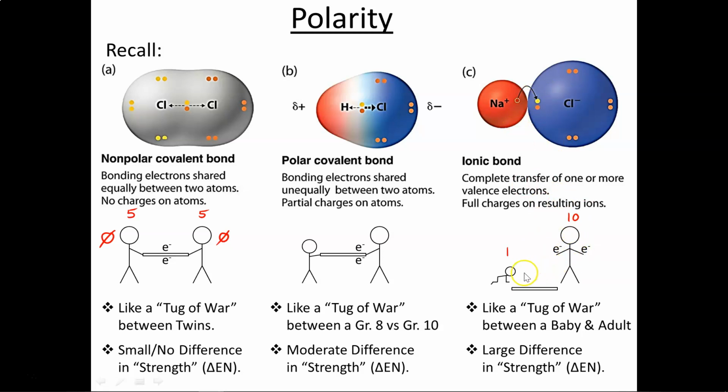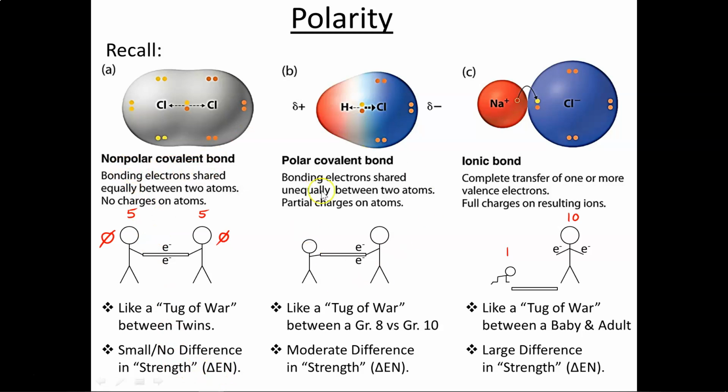Just like this one over here, the tug of war, it's not even fair at this point. The electrons will be permanently on this individual, leaving the baby with none. So it's lost its electron permanently, and now it's a positive charge. It's gained that electron permanently, and now has a negative charge. So when there's a large difference in electronegativities, large delta En, ionic bond. If there's a very small difference in electronegativities, small delta En, non-polar covalent bond.